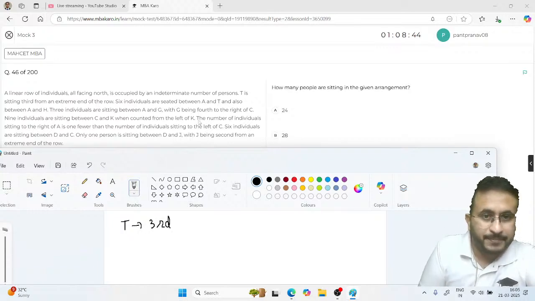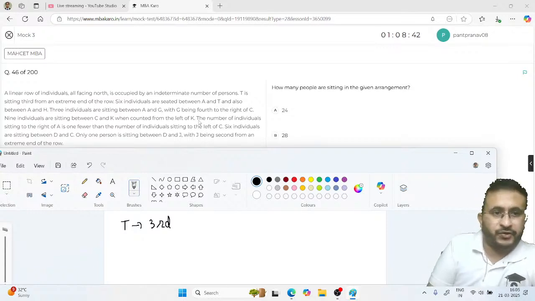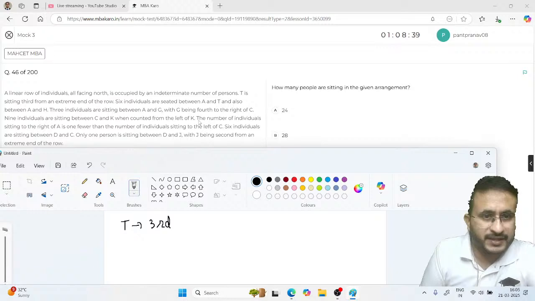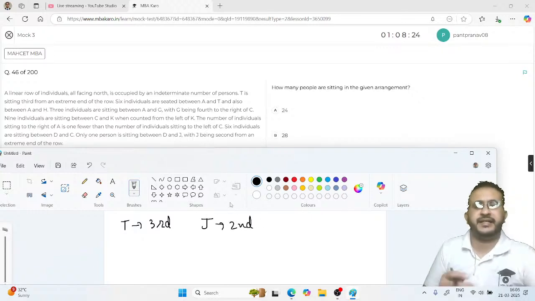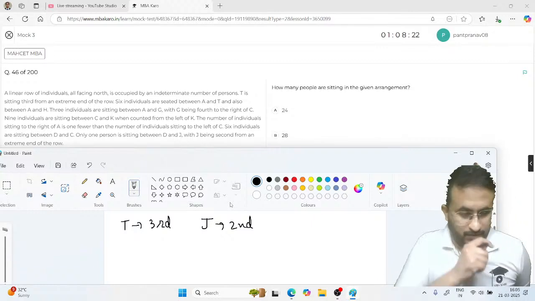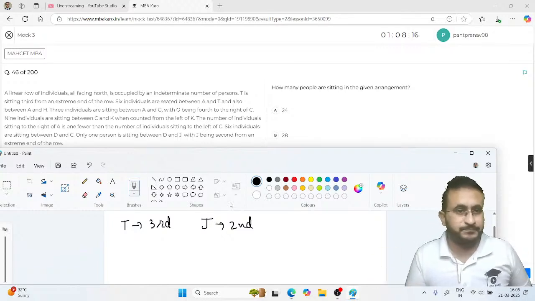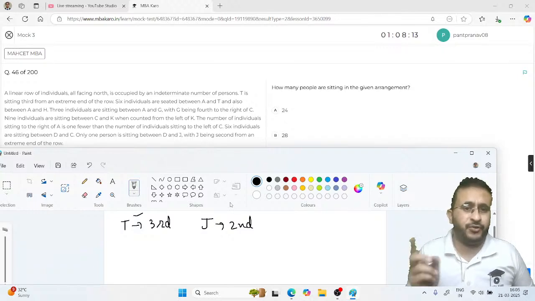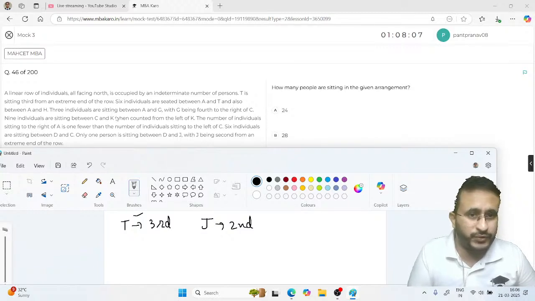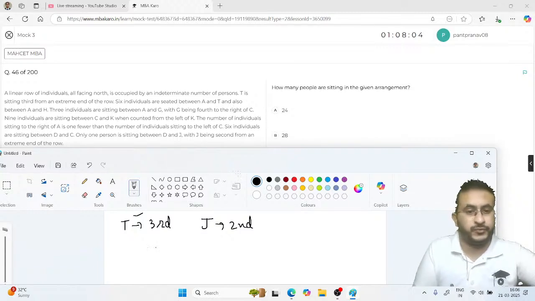Then if you see, six between A and T and also between A and H, fine. Then we have J being second from an end of the row. So J is second. Now from which side it is second or third, that we do not know, right? So let us see whether this is actually very difficult or not that difficult. So we will start with T. Why? Because T has been given a lot of connections. T is connected to A, and A is connected to H also. So let us do one thing.